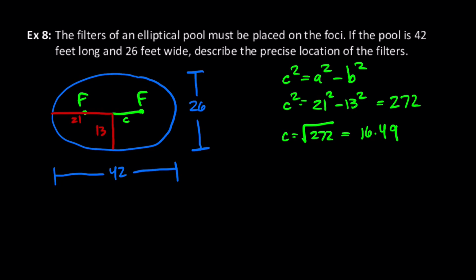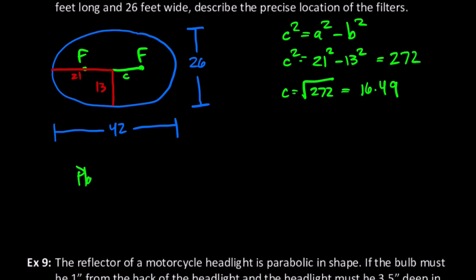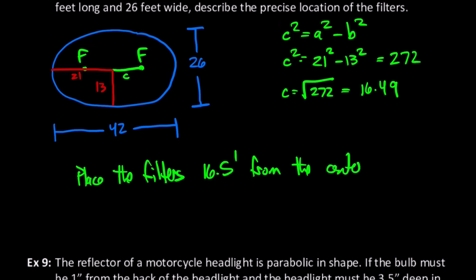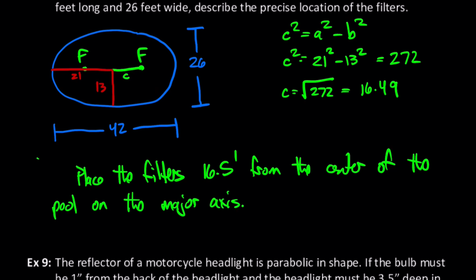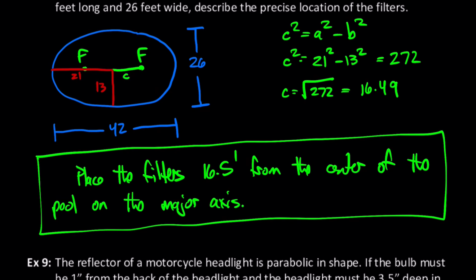Now, all the math here is great, but I haven't described the precise location of the filters. So now I need to answer that question. Place the filters 16, we'll call it 16.5 feet from the center of the pool on the major axis. Now, if I don't mention on the major axis, I have a whole slew of locations I can put the foci. If I just say 16.5 feet from the center, that's anywhere on this circle, because there's my center, and that's 16.5. So I have to mention that's on the major axis, 16.5 feet from the center. Okay, so don't forget that part.